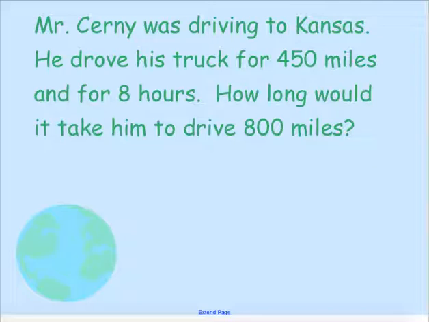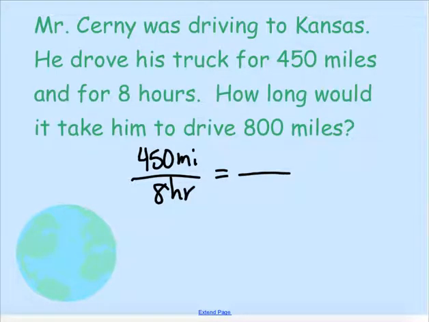And then Mr. Cerny was driving to Kansas. He drove for 450 miles and for 8 hours. How long would it take him to drive 800 miles? Assuming that this relationship is proportional, we can set up a proportion to say, okay, he went 450 miles in 8 hours. So that needs to be the same rate and ratio as 800 miles to a certain amount of hours.